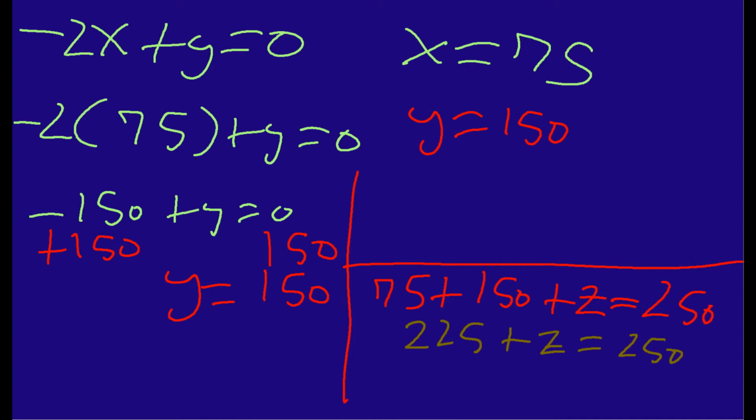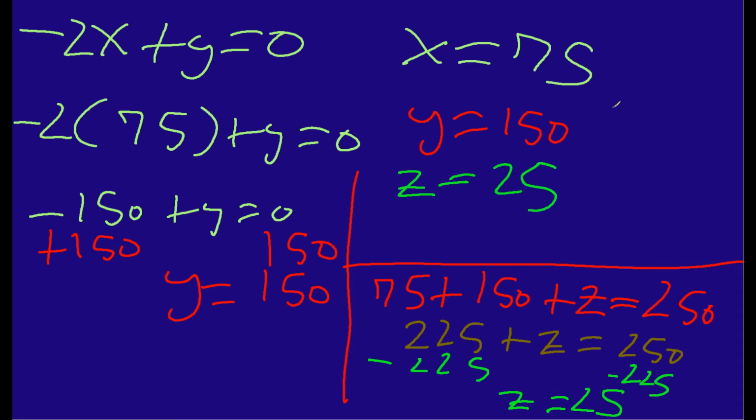We subtract 225 from both sides, and we get our final number of z equals 25. So I put that right here. That's the last thing that we solved.